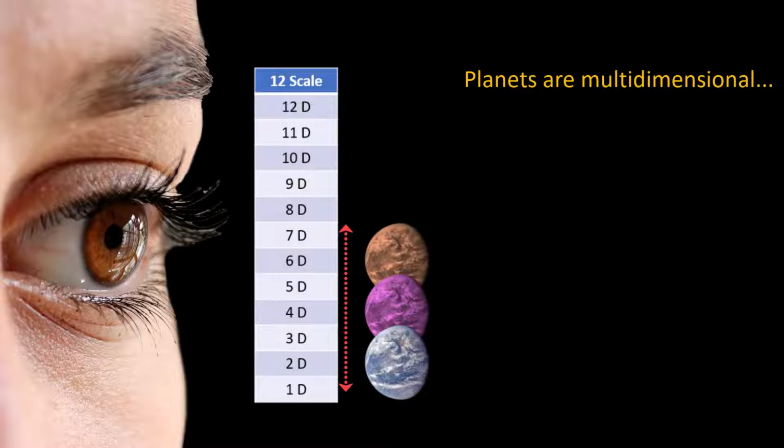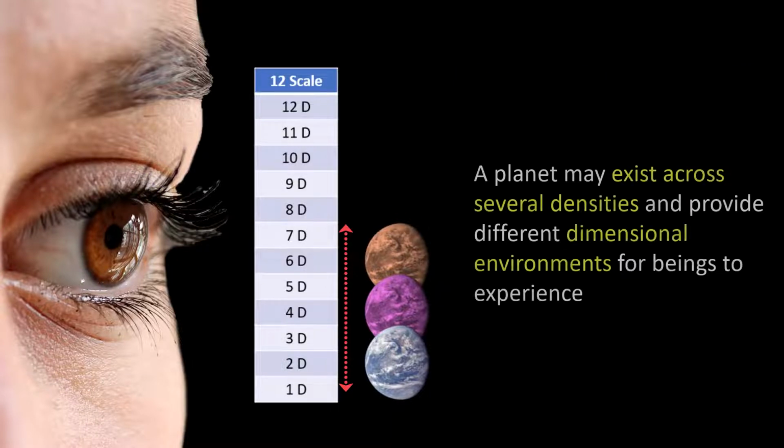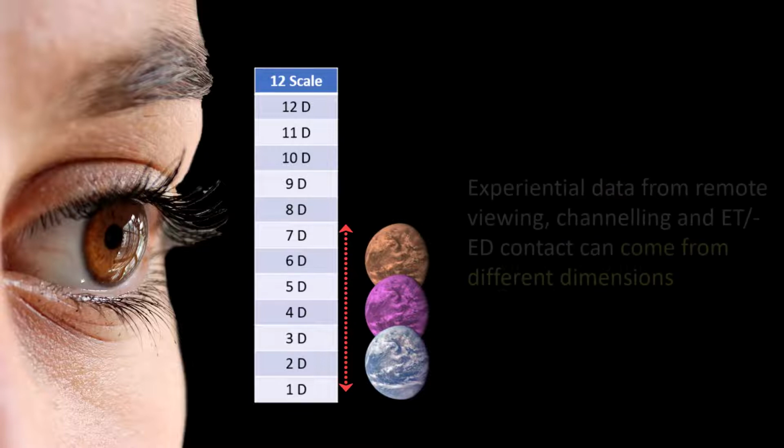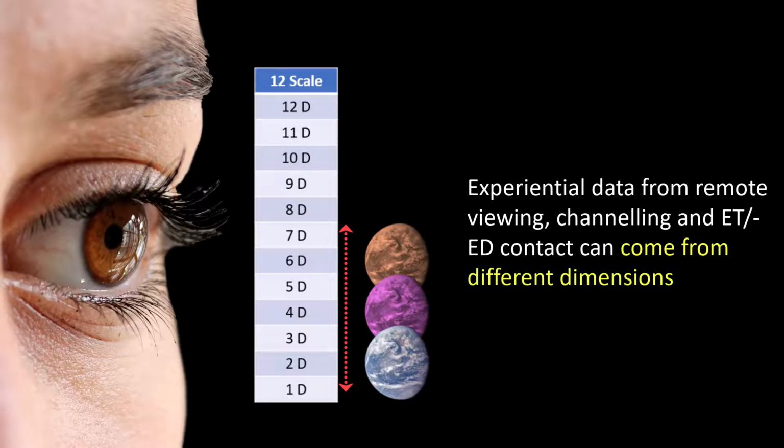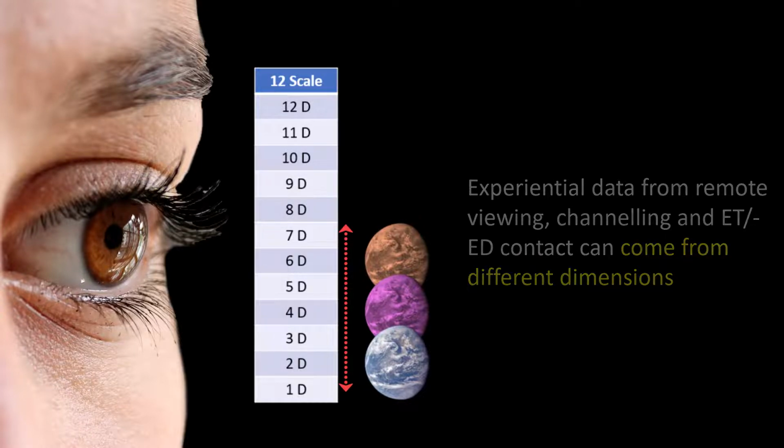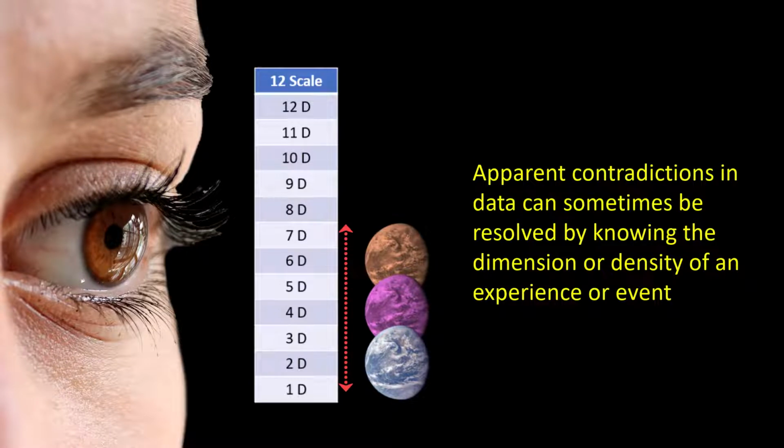Planets are multidimensional. A planet may exist across several densities and provide different dimensional environments for beings to experience. Experiential data from remote viewing, channeling, and ET-ED contact can come from different dimensions. Apparent contradictions in data can sometimes be resolved by knowing the dimension or density of an experience or event.